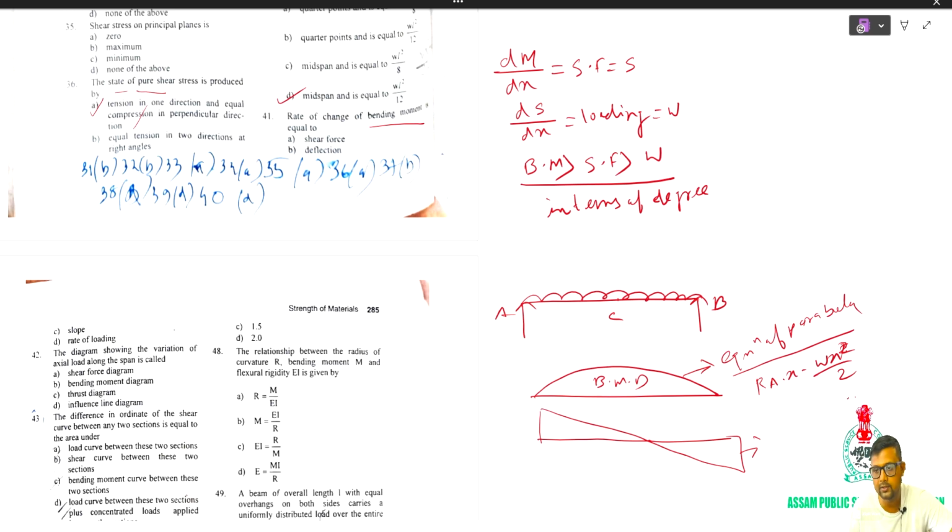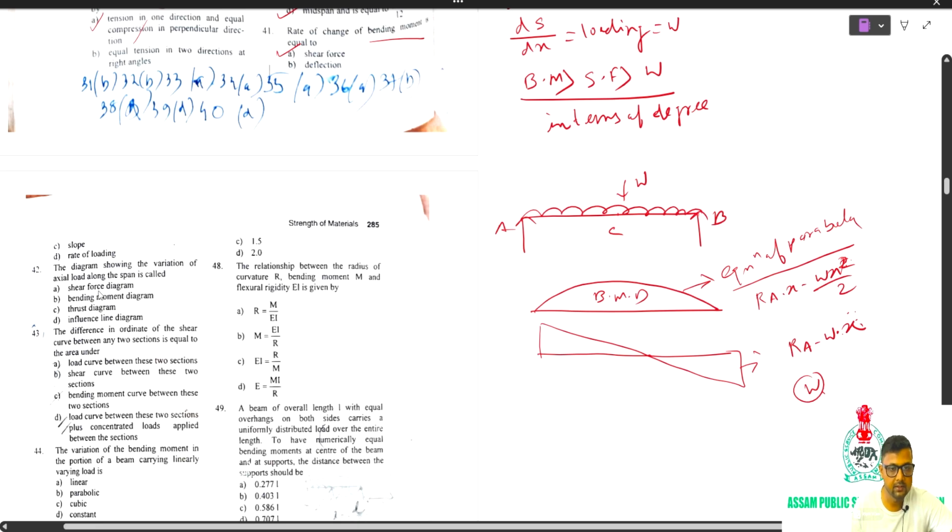And the loading is W only, right? That means the bending moment is 2 degree, the shear force is 1 degree, and the loading is 0 degree. So if you differentiate the bending moment, you will find the shear force. If you differentiate the shear force, you find the loading, right? So what is the answer? Answer is A, shear force.